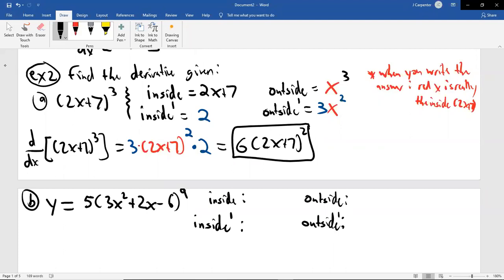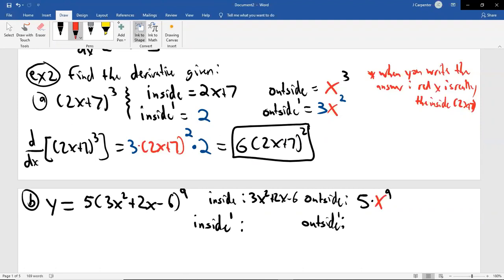The inside is generally the inside of something. It's almost painfully obvious most times, but there's problems where it's not. It's going to be the 3x squared plus 2x minus 6. Which makes the outside everything else, but wherever you had the inside written, you're now just going to write it as an x. I like to have that color for emphasis, so it should be 5 times our x to the 9th power. I like the red for emphasis again. So the outside function, we're just calling 5x to the 9th, but I'm using the color to denote, hey, that red is really supposed to be something else in the long run.